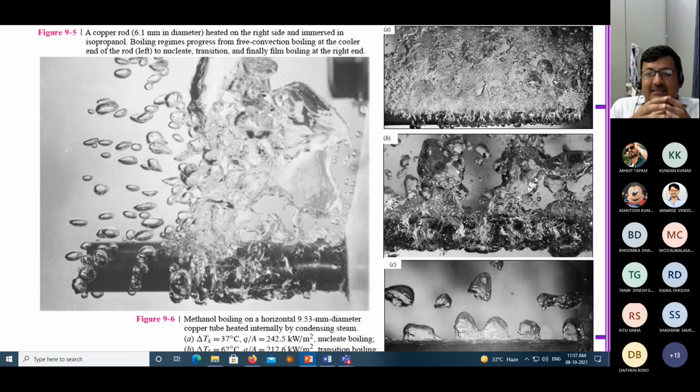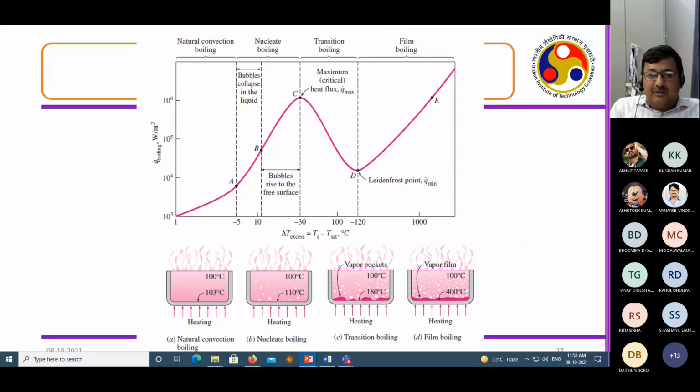These are the typical images. So this is a typical nucleate boiling. This is a kind of pool boiling or a film boiling. Now, the most important plot, which is called the Nukiyama plot. What is here? If I look at the rate of heat transfer against the delta T excess, that is Ts minus Tsat, right? This is the total amount of heat that I have provided from the bottom.